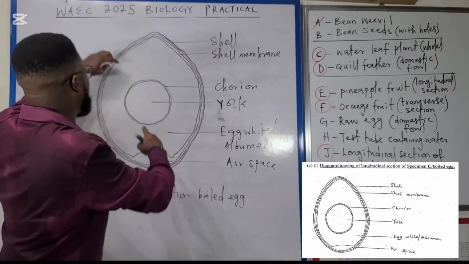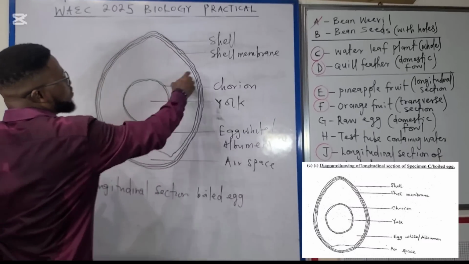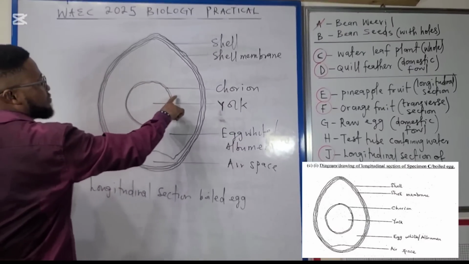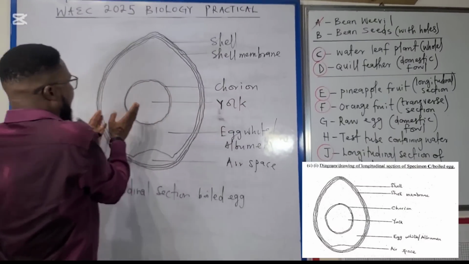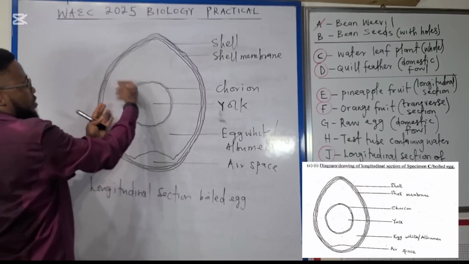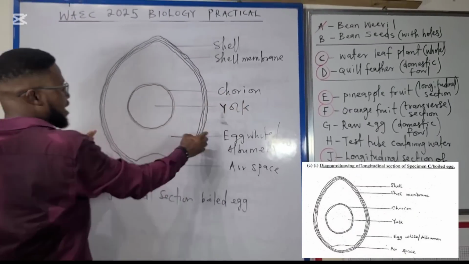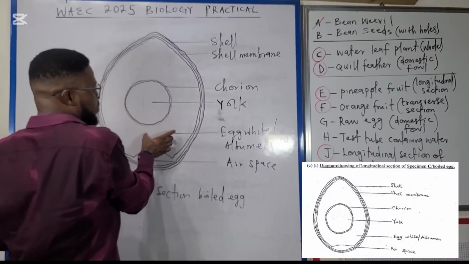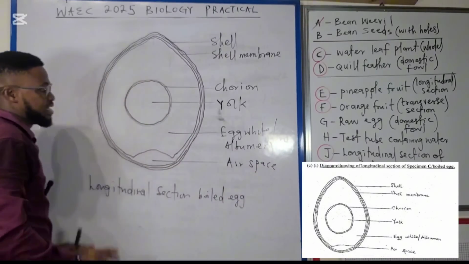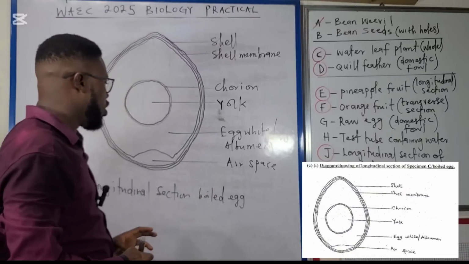So after all of the layers, there are about four. The outermost is the shell, followed by the shell membrane. And after that, at the center, you have the chorion, and then innermost, you have the yolk. You can see the spherical drawing here. This is the chorion, this is the yolk. Then this is the egg white or albumen, and then this is the air space. That is just about the labeling for the longitudinal section of the boiled egg.